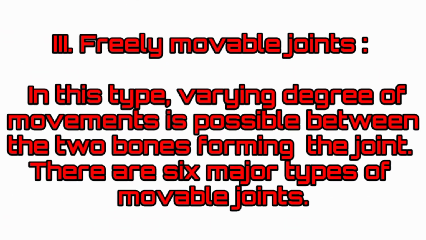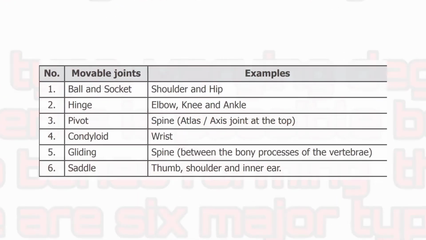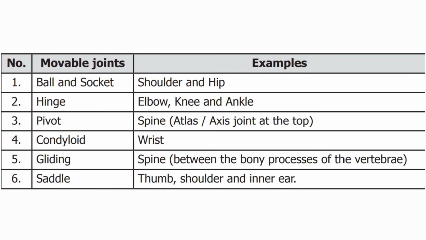Freely movable joints. In this type, varying degree of movements is possible between the two bones forming the joint. There are 6 major types of movable joints. Movable joints and example: ball and socket. Example, shoulder and hip. Hinge joint. Example, elbow, knee and ankle.